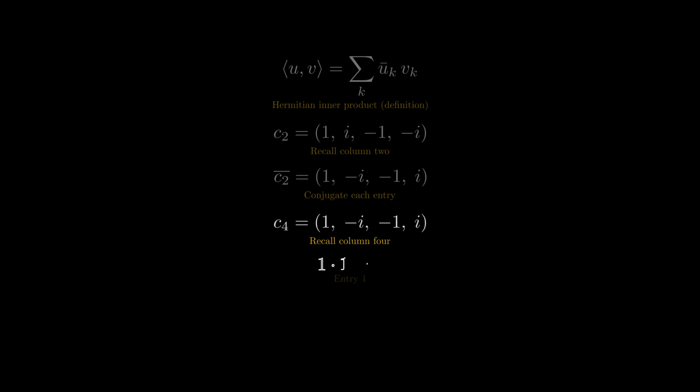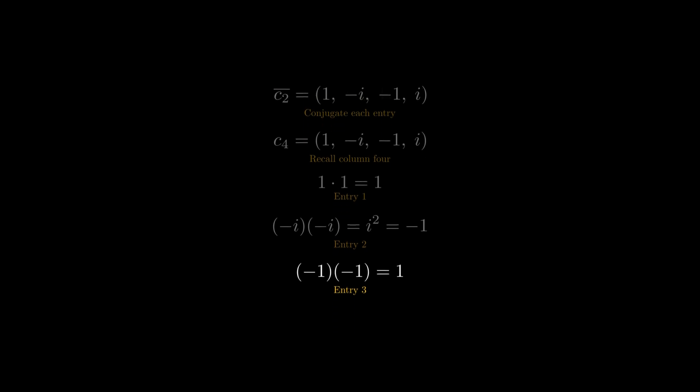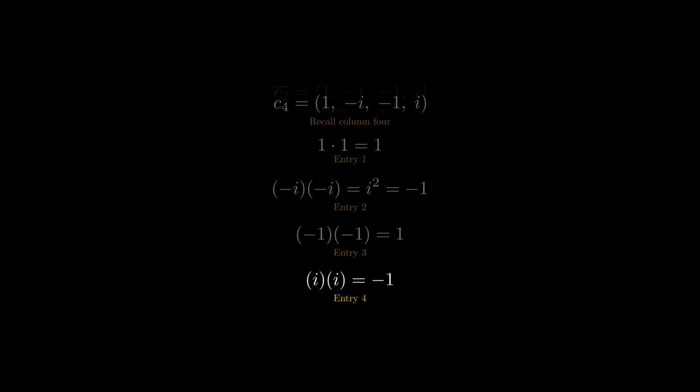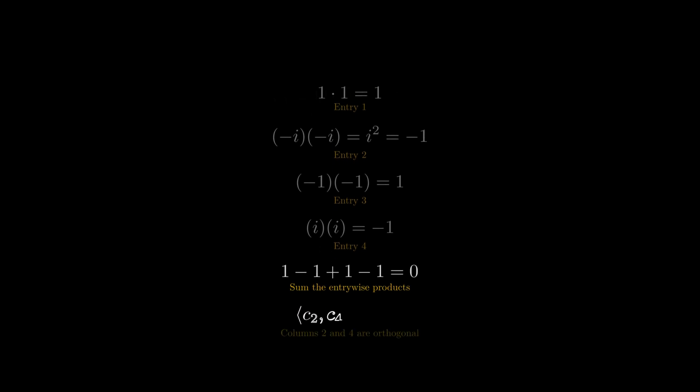Now multiply by column 4 entry-wise. 1 times 1 is 1. Negative i times negative i is i squared, which is negative 1. Negative 1 times negative 1 is 1, and i times i is negative 1. Now sum these. 1 minus 1 plus 1 minus 1 equals 0. The Hermitian inner product is 0, so columns 2 and 4 are orthogonal.